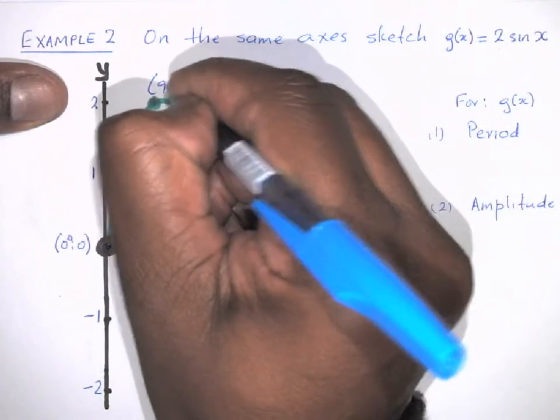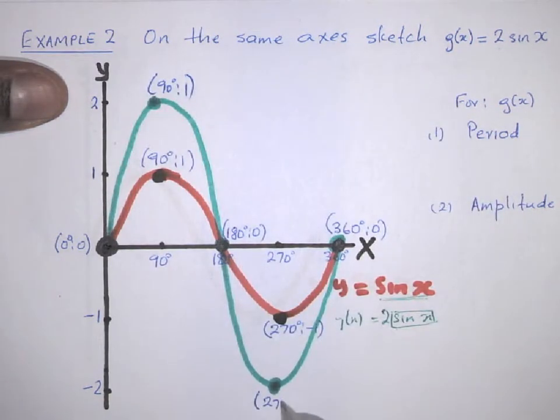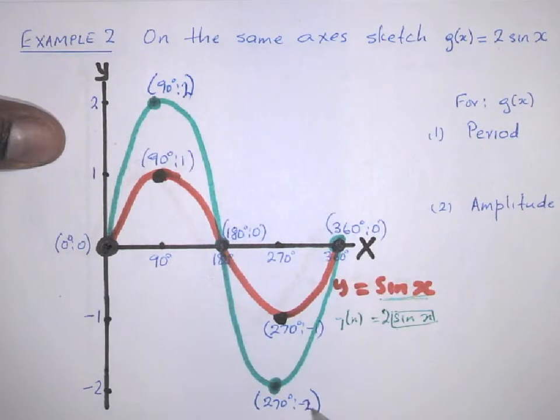So that's 90 degrees is to 1. So this one is already there. So this would be 270 degrees is to minus 1. Minus 2. It's just 2 there to minus 2 down there.